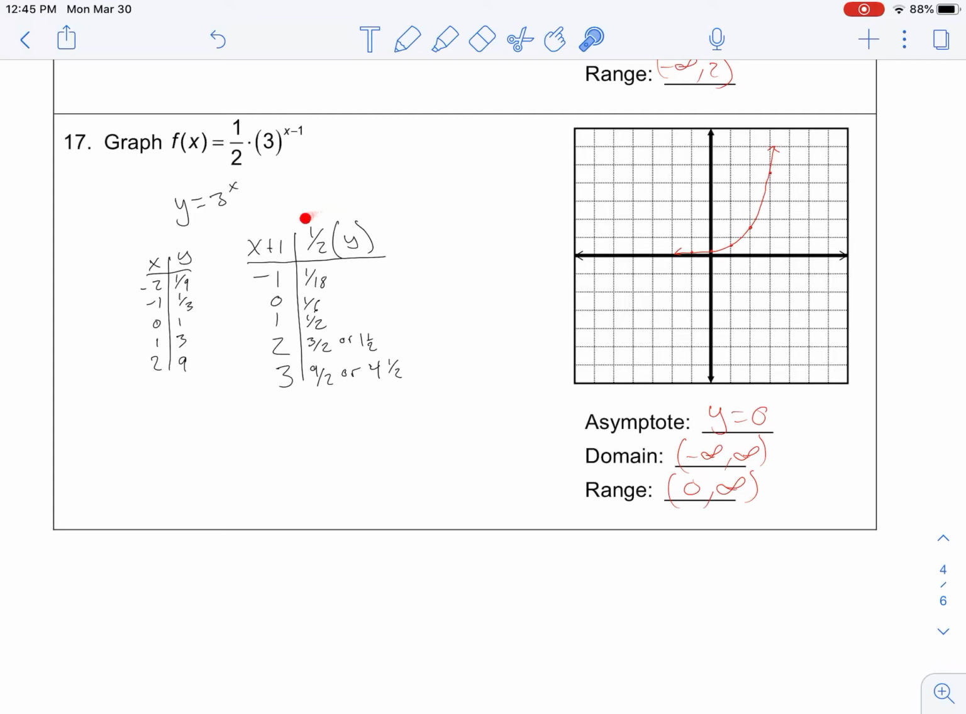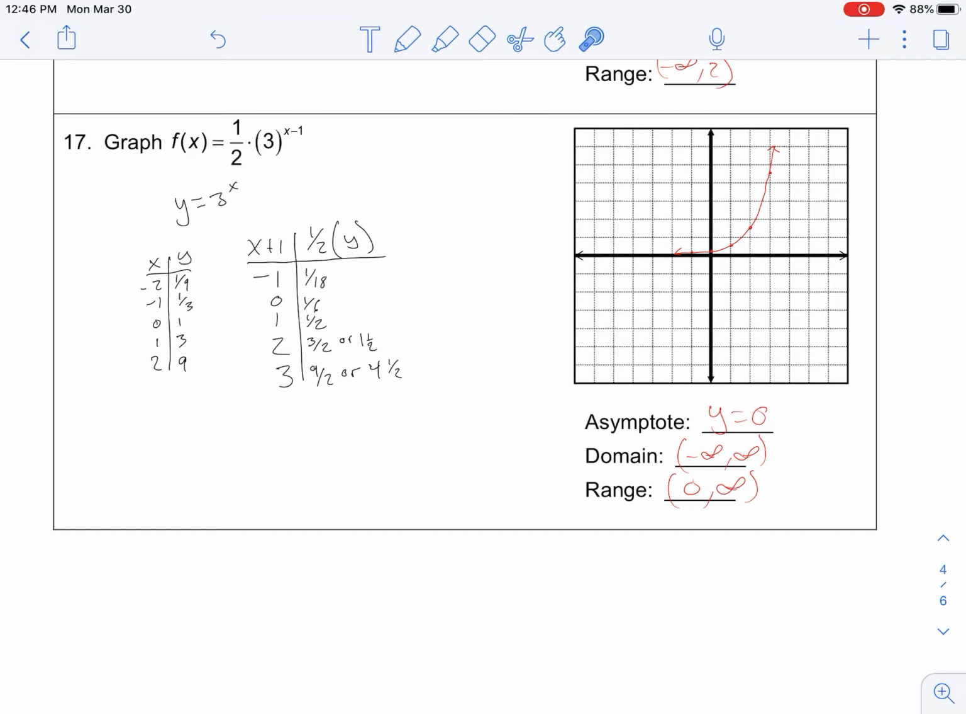Affecting my y value on the transformation is this 1/2 out front. There's nothing adding, subtracting out here, so there's nothing changing it there. So this is just 1/2 times our y value. So -2 plus 1, -1. -1 plus 1, 0. So everything for my x is being filtered through this. And then everything for my y. So 1/2 of 1/9. 1/2 times 1/9 gives us 1/18.